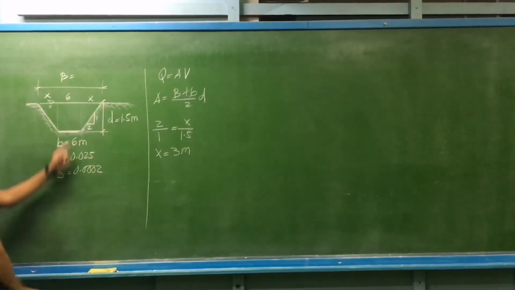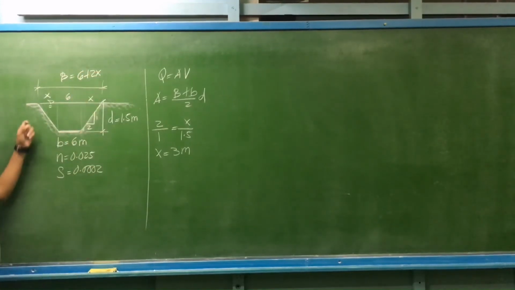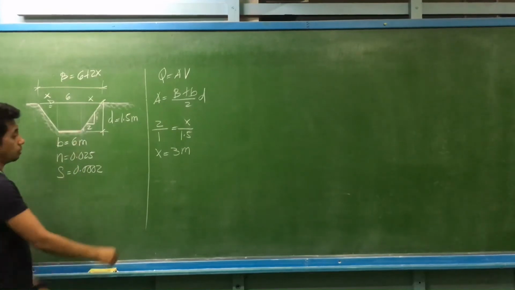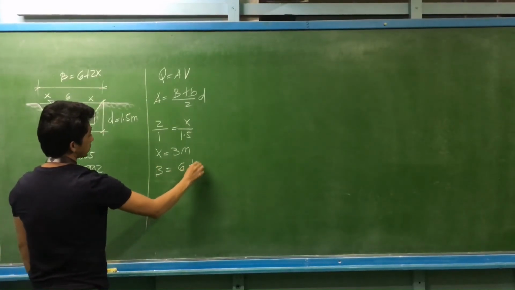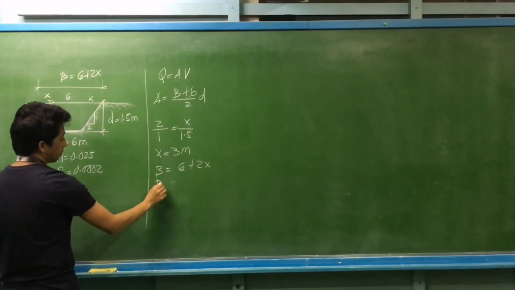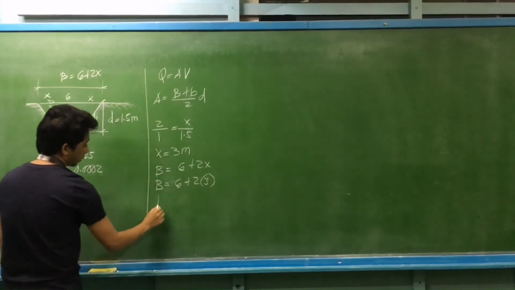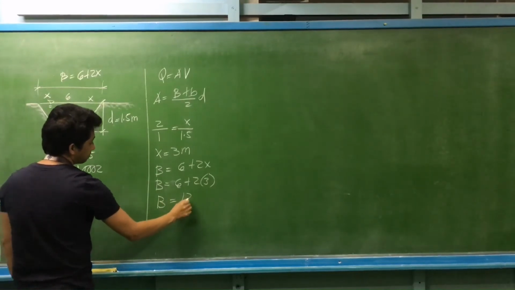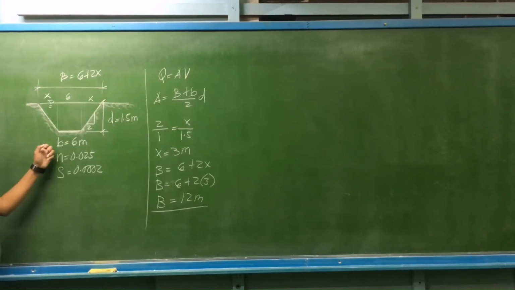So the top base is 6 plus twice the dimension of X. The top base is equal to 6 plus 2x, so it is 6 plus twice 3. So we have a top base of 12 meters. So we can now get the area.